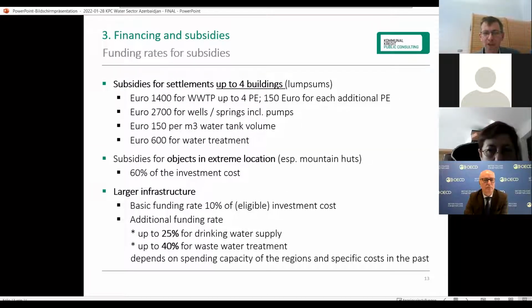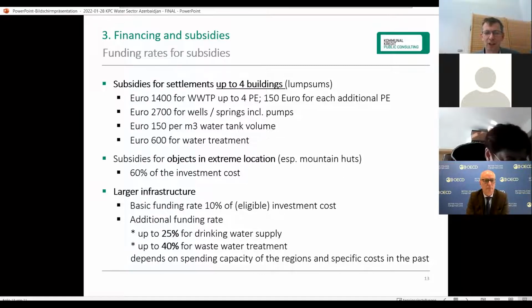We have 3 types of subsidies. Just a brief presentation. For very small units up to 4 buildings, there are lump sums. You can see here some figures. For example, if you build a wastewater treatment plant for 4 people, you get 1,400 euro, or for a well, 2,700 euros. So this is a lump sum subsidy. We also have in Austria objects in extreme location, especially mountain huts, and they get 60% of the investment cost.